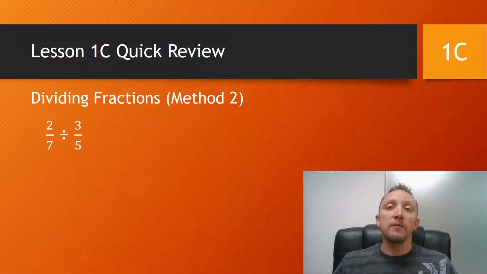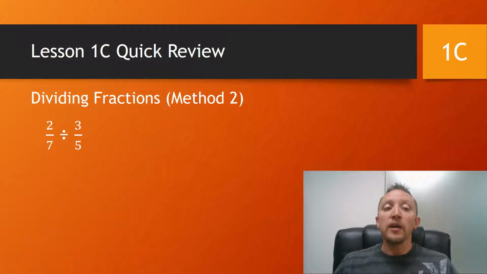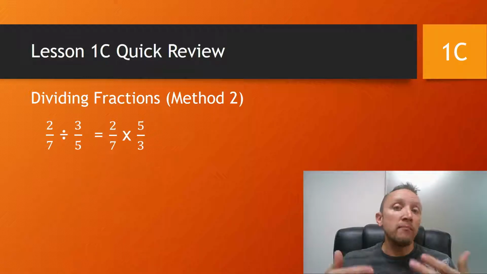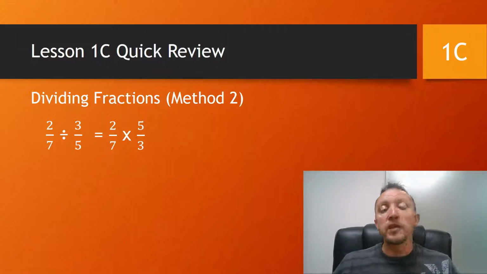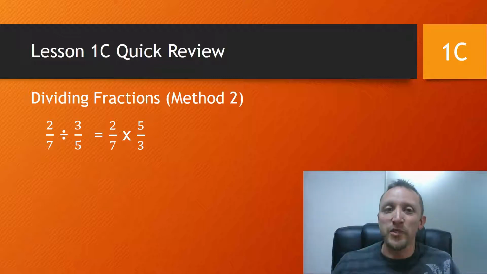All right, let's look at a second method. Now, the second method, like I said, is completely different. It's a different technique. This is the way that I learned, so it would be a more traditional method. If we had 2/7 divided by 3/5, we're going to change this to be multiplying by the reciprocal. So instead of dividing by 3/5, you take that second fraction and we flip it. That's what a reciprocal is.